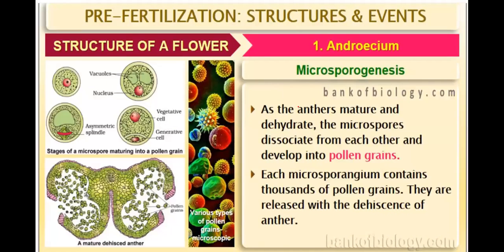Now we are doing what? Microsporogenesis. As the anther matures and dehydrates, the microspores dissociate from each other and develop into pollen grains. Each microsporangium contains thousands of pollen grains. They are released with the dehiscence of the anther.